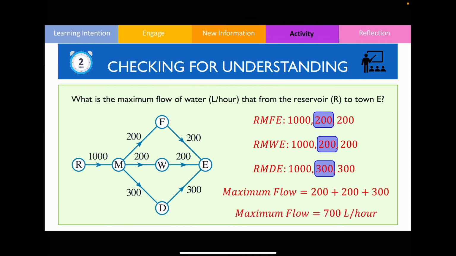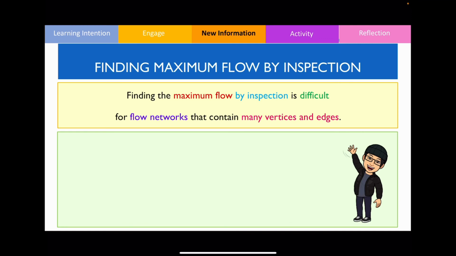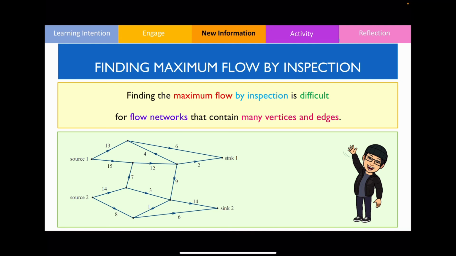By now, you should be confident at finding out what is the maximum flow by inspection of a given network. However, I do want to let you guys know that finding the maximum flow by inspection will be very difficult when you've got a network that contains many vertices as well as edges. An example of a complex network is shown below. So as you can see, it's going to be very time consuming to find out what is the maximum flow by inspection using this method.